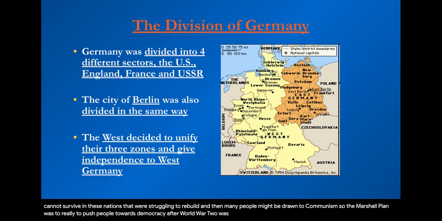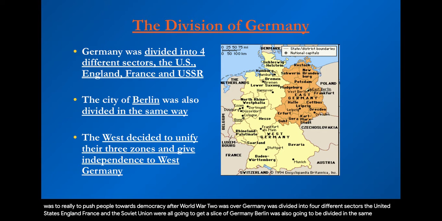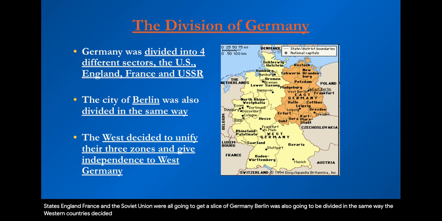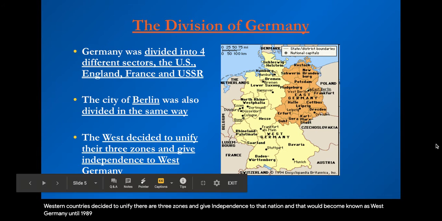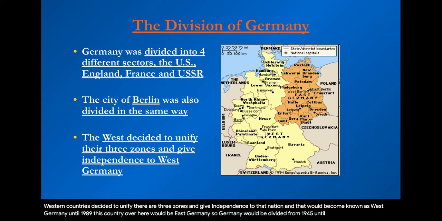After World War II was over, Germany was divided into four different sectors. The United States, England, France, and the Soviet Union were all going to get a slice of Germany. Berlin was also going to be divided in the same way. The Western countries decided to unify their three zones and give independence to that nation, and that would become known as West Germany until 1989. This country over here would be East Germany, so Germany would be divided from 1945 until 1989 into two separate nations.